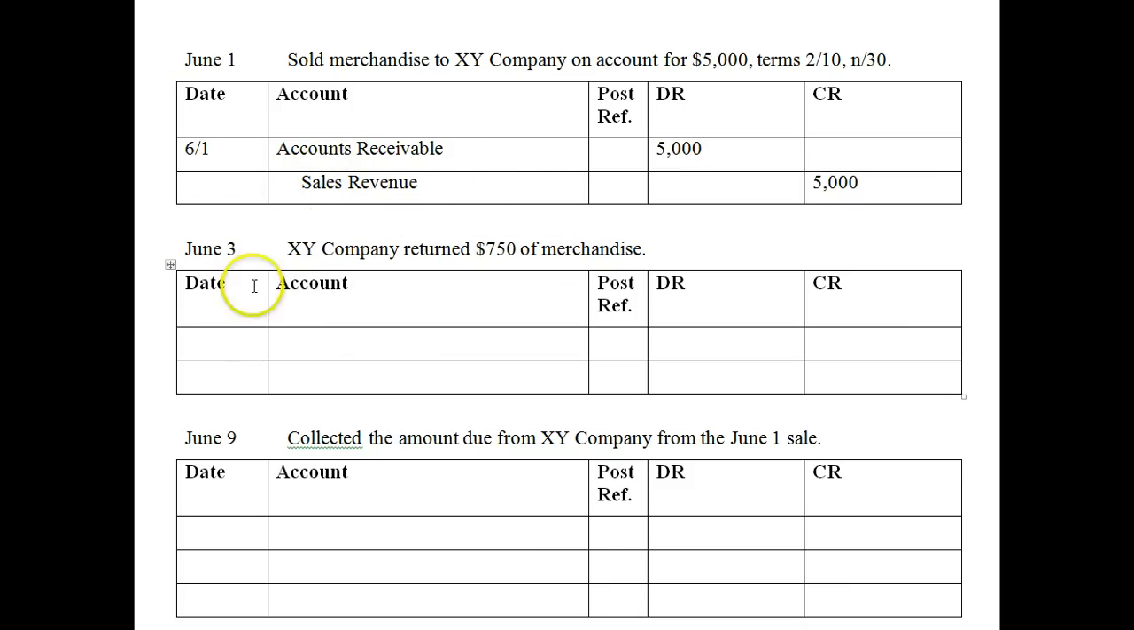All right, let's move on. June 3rd, XY Company returned 750 of the merchandise. So when we have a return here, we basically are going to reverse our sales entry with one slight difference.